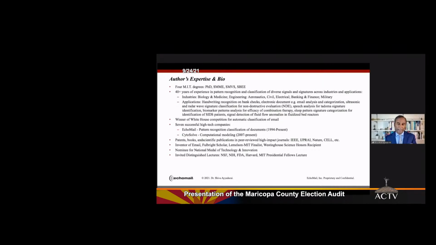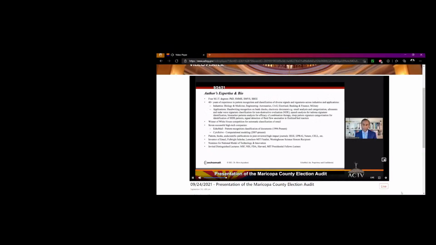And my bachelor's is in electrical engineering and computer science, also from MIT, where I built one of the first cardiology systems for doing pattern analysis of cardiology signals. But beyond that, my focus for 40-plus years has been in this field of pattern recognition and classification in biology and medicine, engineering, aeronautics, civil, electrical, banking, and finance, military, across a range of areas, handwriting recognition on bank checks, email analysis.